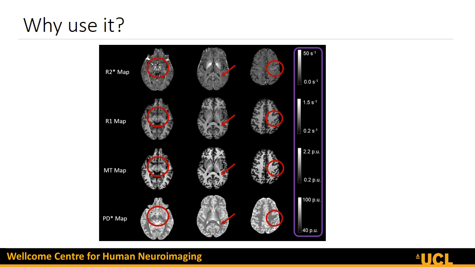And different structures are more clearly seen in one or other of the maps, depending on this underlying biology and how they contribute to the specific quantitative parameter. And that's what's highlighted by the different regions in red. And as highlighted previously, each of the different metrics have specific and standardized units, which is highlighted in purple.